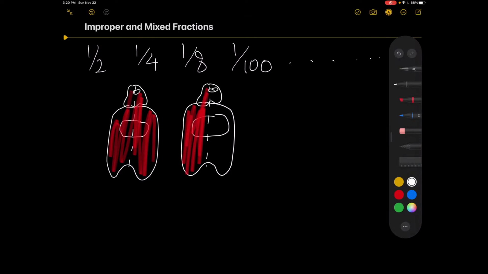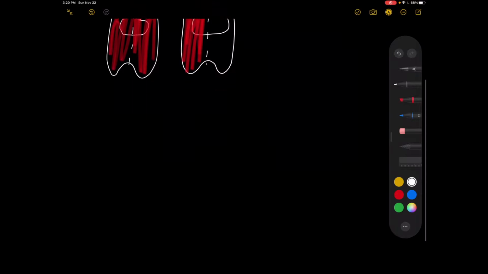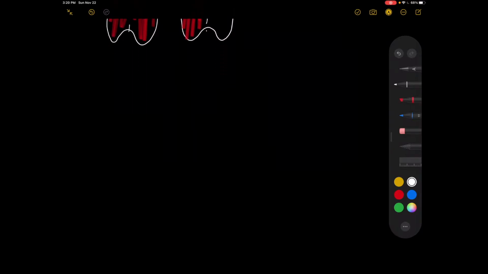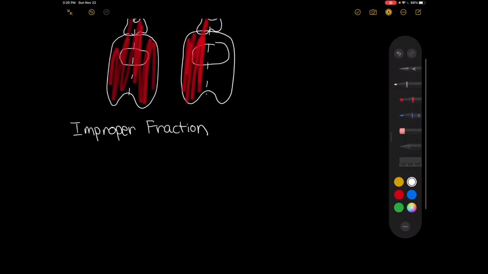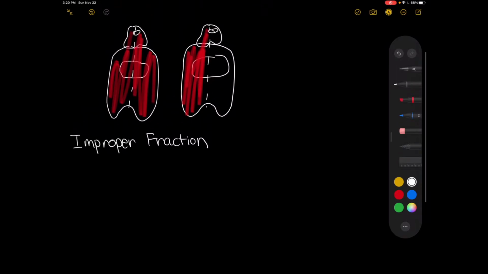Well, there are two forms of a fraction that you can use to represent a number that's bigger than 1. The first form is called the improper fraction. Looking back at the Among Us avatars, if we were to use an improper fraction, we would write 3 over 2.